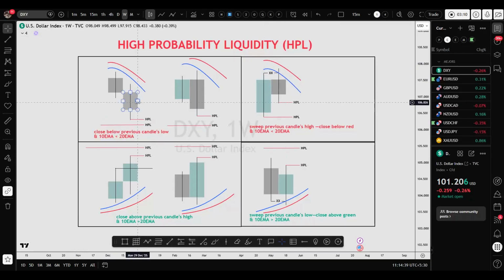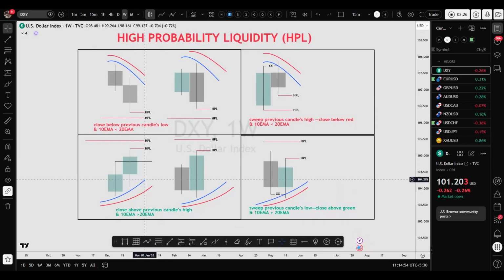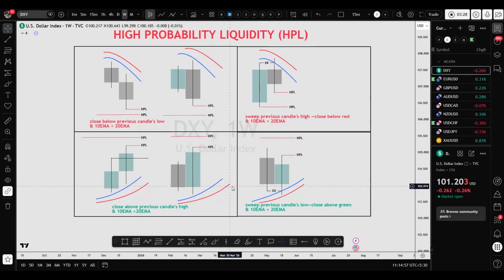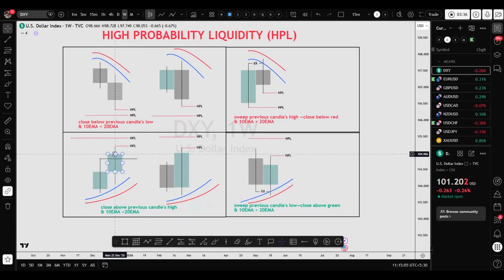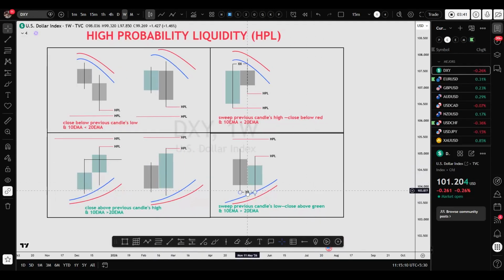You can quickly memorize it like this: price closing below the previous day's low when the EMA environment is bearish, and this pattern is sweep above, close lower. Pretty much the vice versa scenario applies when we are looking for longs and the EMA environment is bullish. We are closing above the previous day's high, and in this case we are sweeping low and closing above when the EMA environment is bullish.